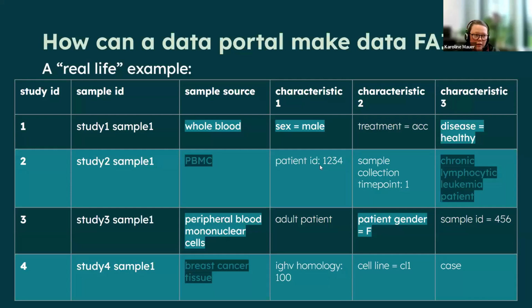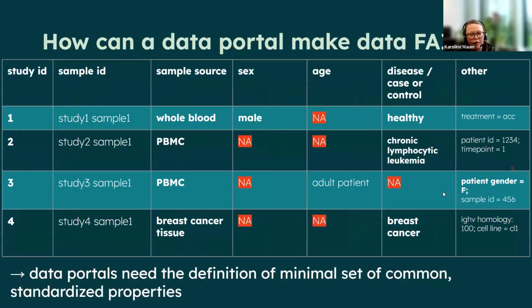When I tried to tidy this up, I was left a bit puzzled. These highlighted things were the points I was interested in, and I tried to come up with something that is harmonized. The sample source was pretty easy. But when I looked, for example, at the sex, there was only one study I could use. For study 3, for example, I don't even know if patient gender is the same as the sex that was used in study 1.